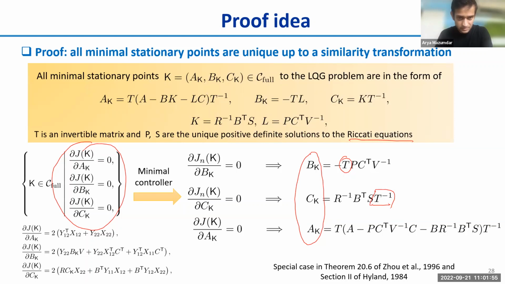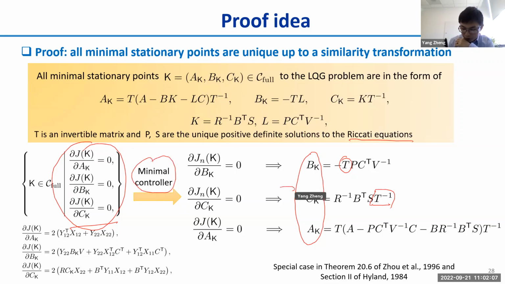So actually, this is not a direct proof. It's kind of a circumvention. We know the optimal solution comes from the Riccati equation. Then we prove the stationary point plus minimal controller will be in the form of the Riccati equations. Then we prove it is globally optimal. So it's not a direct proof. Actually, a direct proof can be very complicated. Even for the Riccati equation, why it gives us the globally optimal controller, there's some proof behind it. So I see.